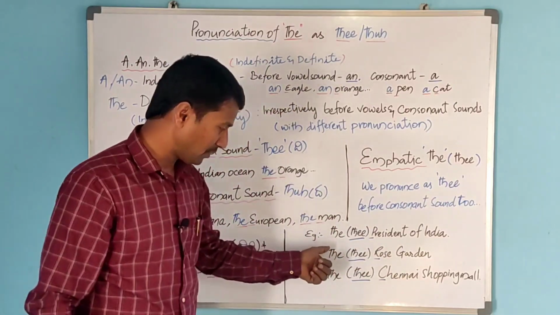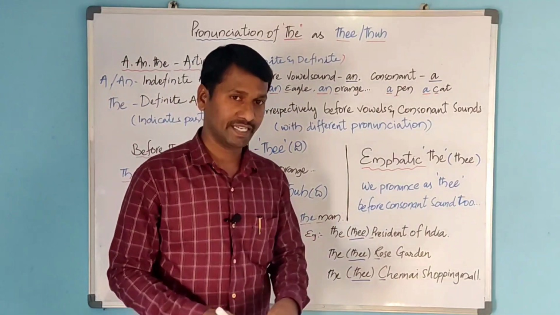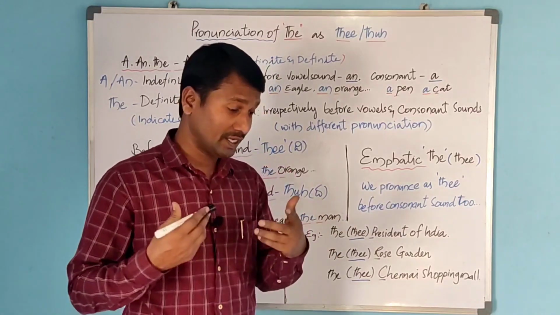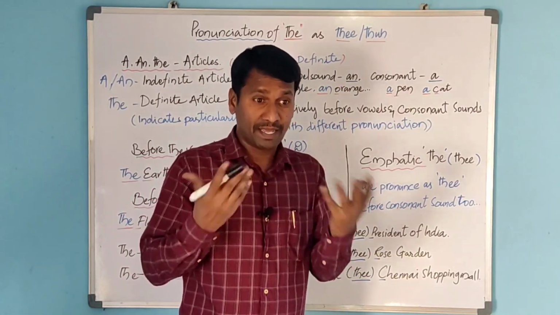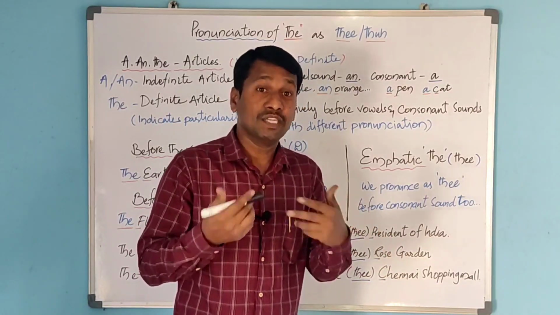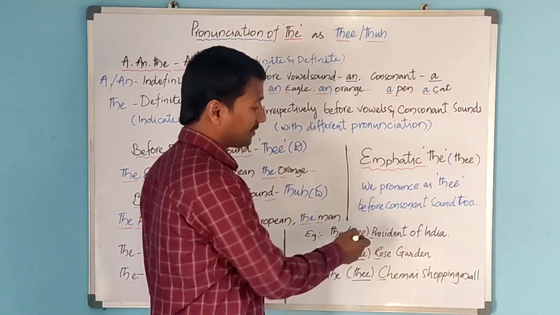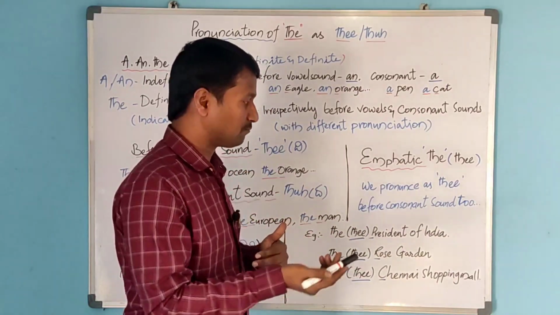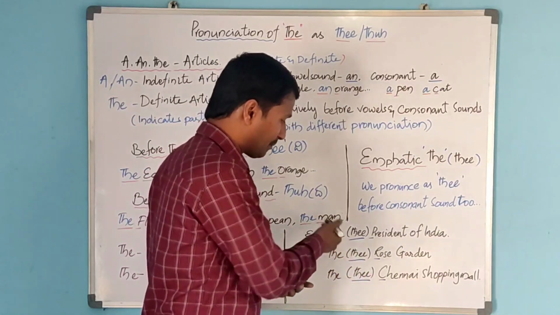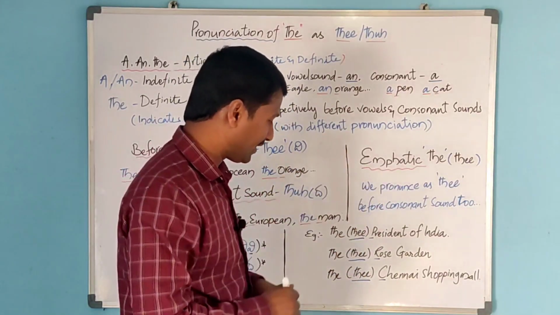Friends, see the example: the President of India. Suppose one of them said, "I saw yesterday the President of India." You express in an emphatic way: the President of India. President starts with P, a consonant sound. We would normally say "thuh President", but we are emphasizing that person. That's why we pronounce it here as "thee President of India".